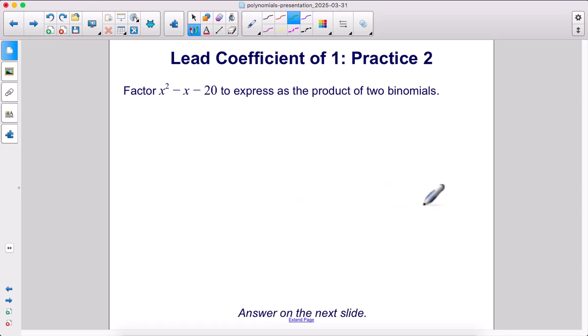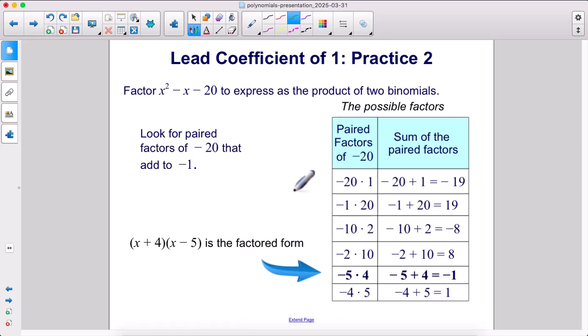Factor x squared minus x minus 20 to express as the product of two binomials. Look for paired factors of -20 that add to -1. So -20 and +1, no, they add to -19. -10 and 2, they add to -8. But look at here, -5 and 4. They multiply together to -20, but they add together to -1. Therefore, the binomials will look like this: x plus 4 times x minus 5.